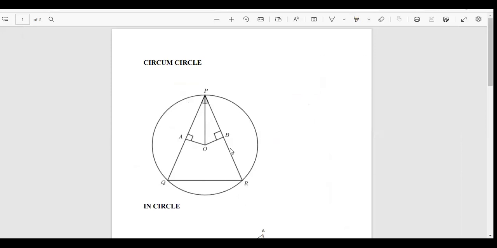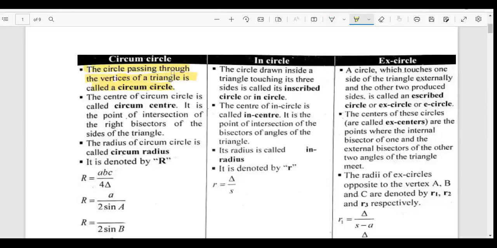ये एक triangle है. ठीक है, इस triangle की तीन vertices हमें नजर आ रही हैं, P, Q and R. This one is P, this one is Q, and then this one is R. We have three vertices. ये जो circle है, this circle right here, ये circle कैसे बना है? It is passing through the three vertices of this triangle. That is why it is called a circumcircle. ठीक है, the circle passing through the vertices of a triangle is called a circumcircle.